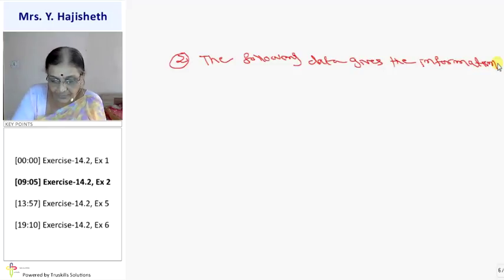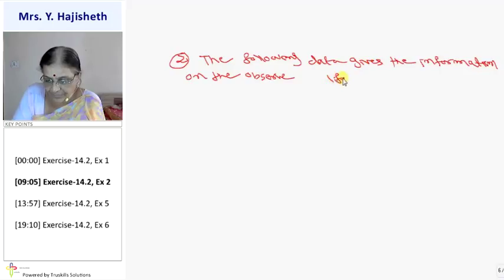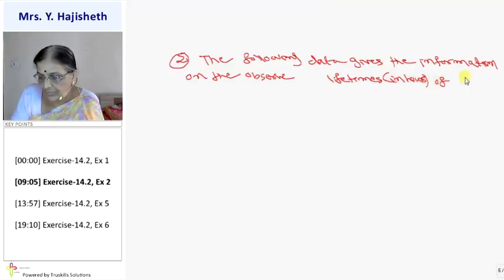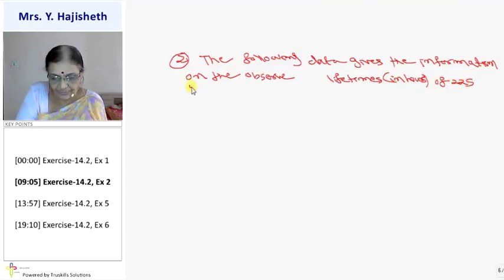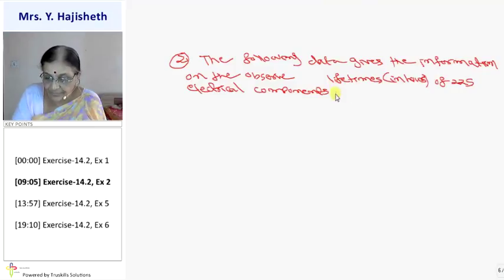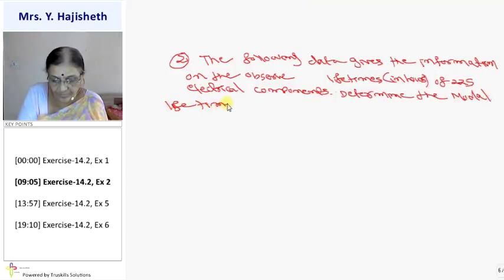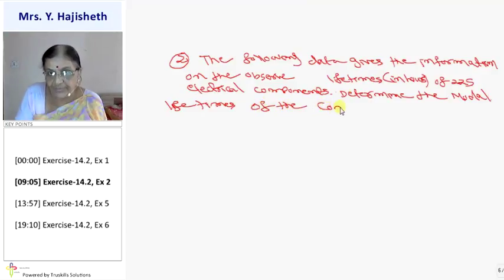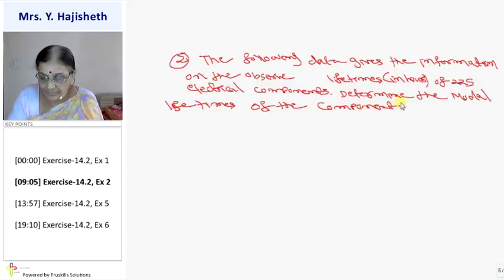The data gives the information on the observed lifetime in hours of 225 electrical components. We are given total number of observation are 225 because there are 225 electrical components. Determine the modal life of the component. Okay. Do you understand the questions? Right?